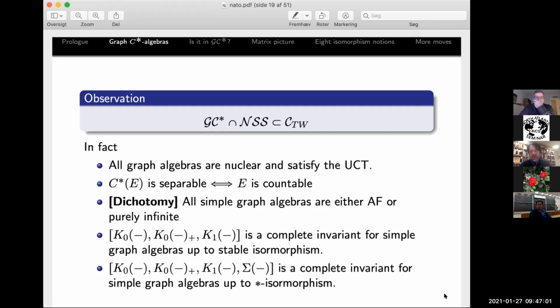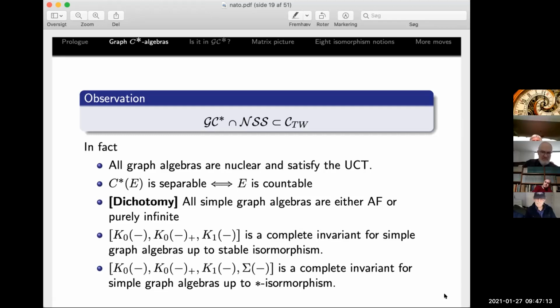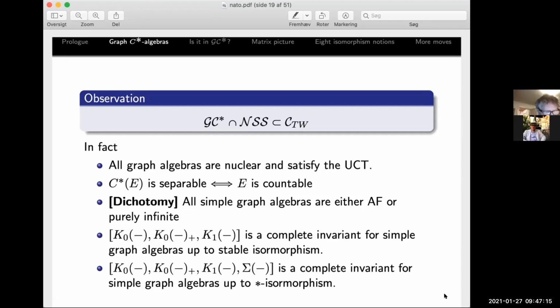So returning now to classification. If I have a graph C-star algebra, which is also nuclear, in this sort of naive classification class, where I'm asking for nuclearity, separability, and simplicity, this will fall in the classifiable class of the Elliott program. So all graph algebras are nuclear, they satisfy the UCT. As we discussed already, it's going to be separable if and only if the graph is countable.